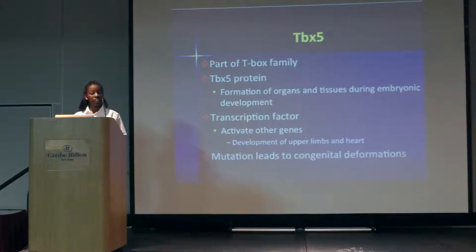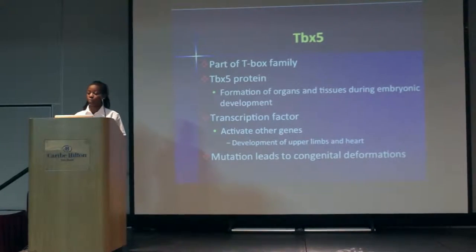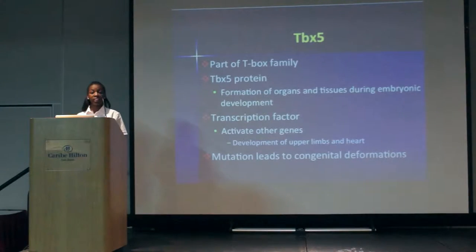The TBX5 gene is a part of the T-box family, which plays an important role in embryonic growth. The TBX5 gene is responsible for making the TBX5 protein that encodes instructions on the formation of organs and tissues during embryonic development. TBX5 is also a transcription factor that is responsible for activating other genes active during the development of upper limbs and heart. However, when a mutation in the TBX5 gene occurs, it can no longer produce the TBX5 protein, leading to congenital deformations in the development of the hands, wrists, arms, and heart.